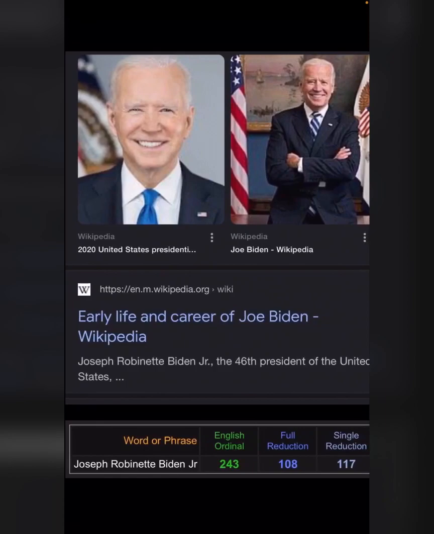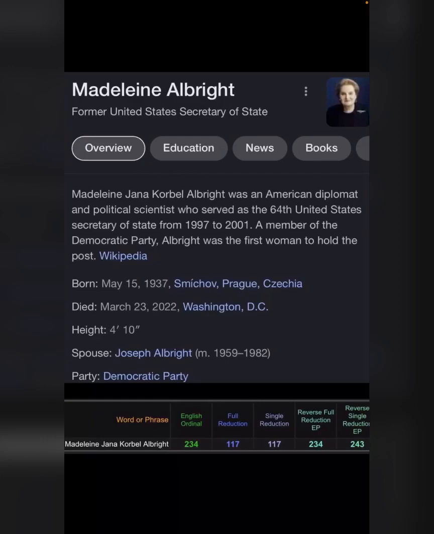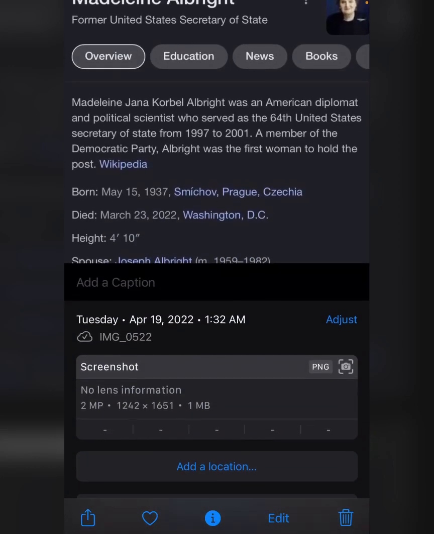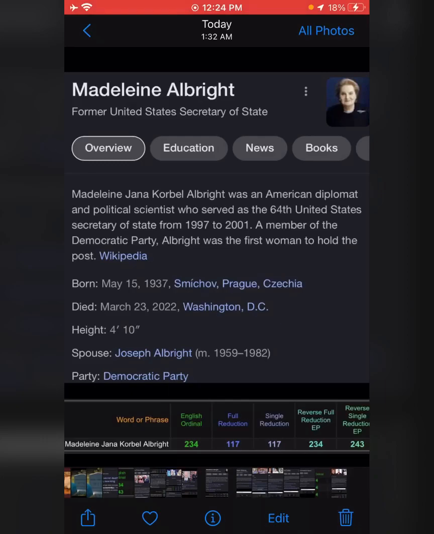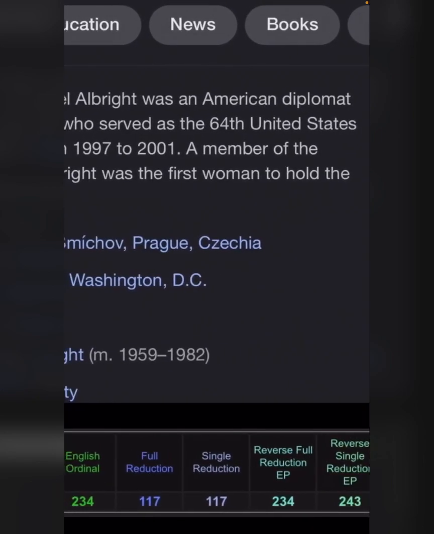I talked about this lady in my last video, but this is Madeleine Albright, the former Secretary of State, who passed away early this year on March 23rd, which just happens to be one day before the date that can be written 243, March 24th. And if you notice her full name, let me zoom in for you guys. Sorry about that. If you type in her full name, Madeleine Jonna Corbel Albright, it's got the 234, the 117, and in 3 ciphers she has a 234 and a 243. Again, that number continually comes up.